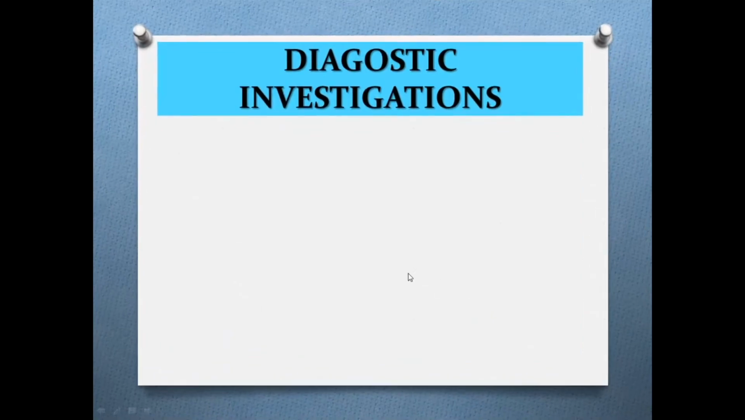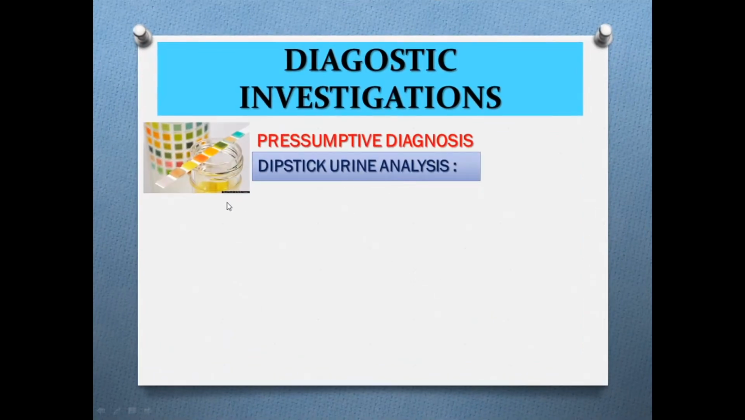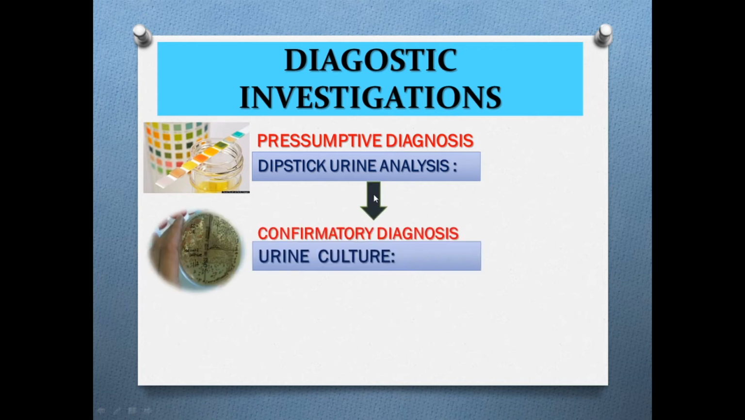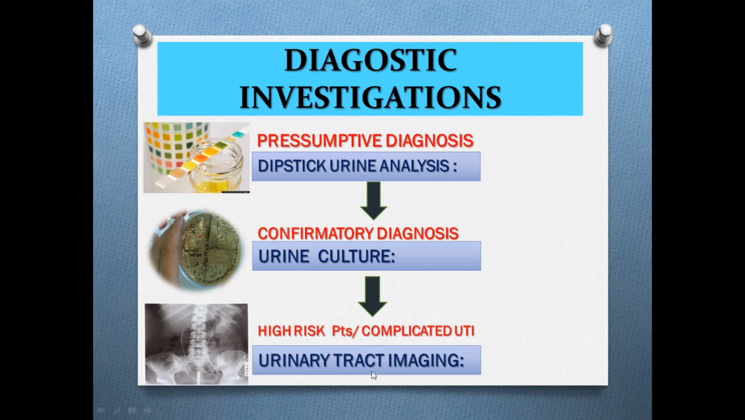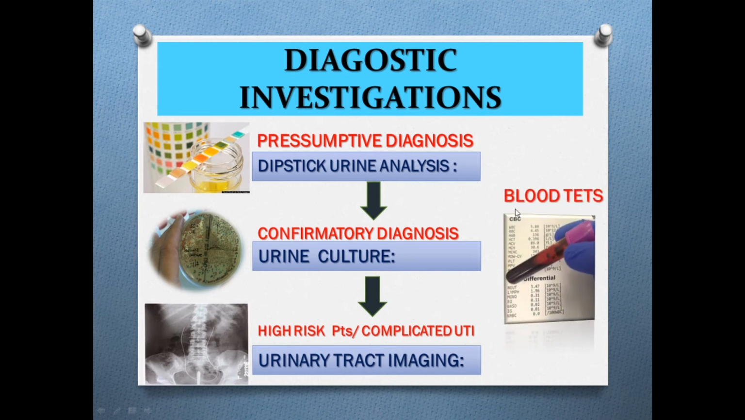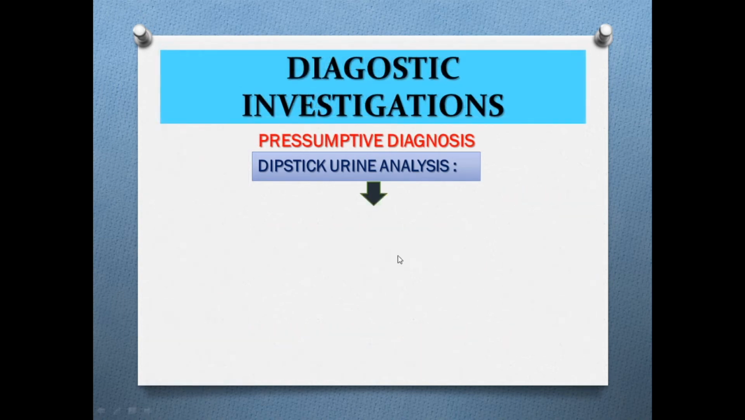Now for diagnosis, the presumptive diagnosis is done by urine analysis through the dipstick test, and for confirmation we go for the urine culture, and for complicated cases we go for urinary tract imaging. Other diagnostic tests include blood tests, CBC and ESR, beta HCG levels, etc. to exclude ectopic pregnancy. The first test is urine analysis.